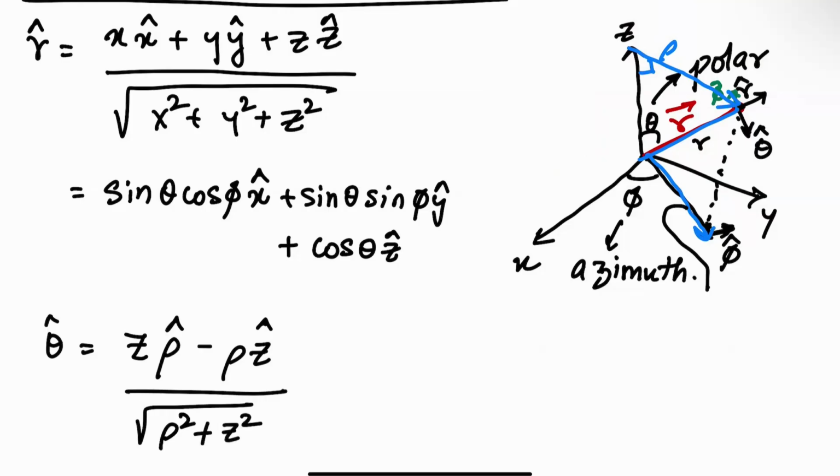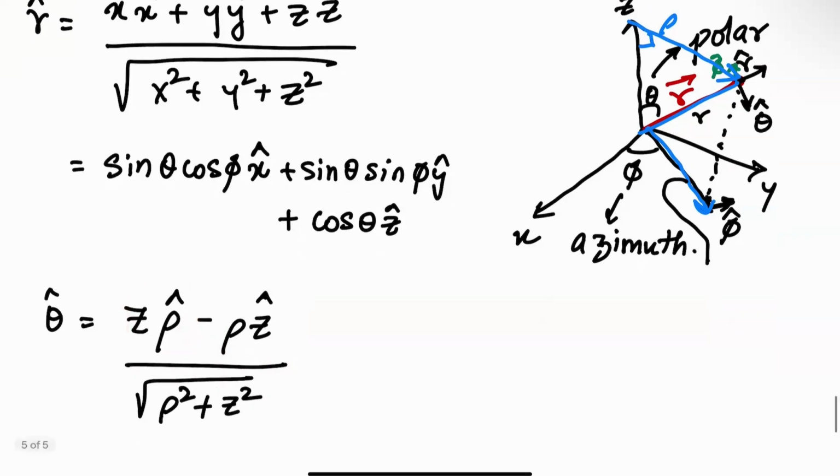right? So when z is 0, which means you're on the xy plane, it's along minus z hat. So when z is 0, it's just minus z hat, and when rho is 0, it's rho hat, right? Okay, so now we have relationships for all these guys. We can put them in.